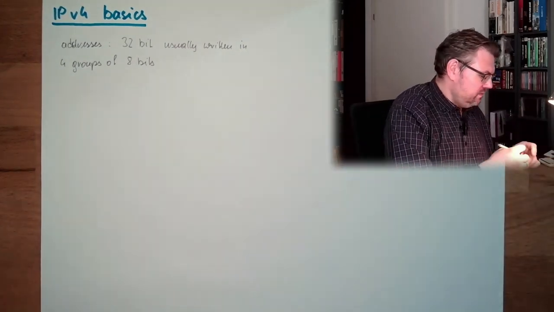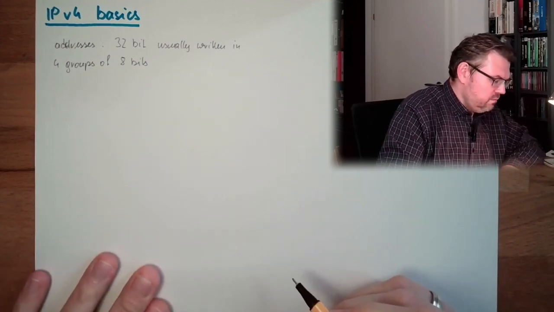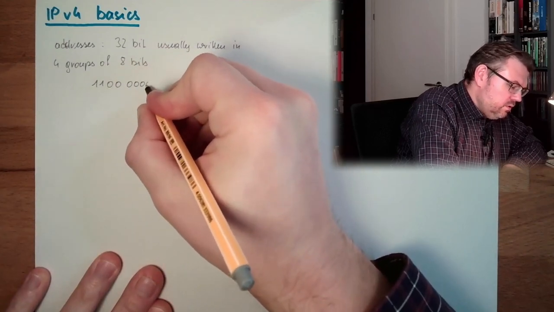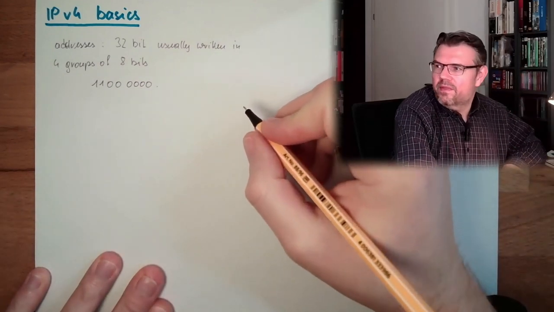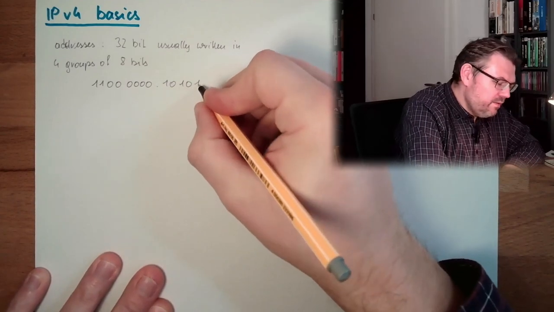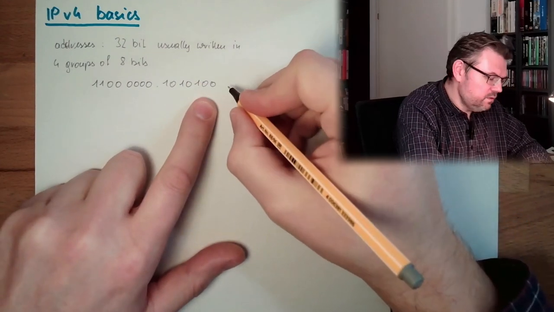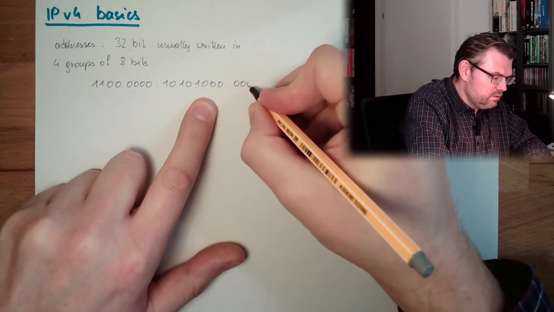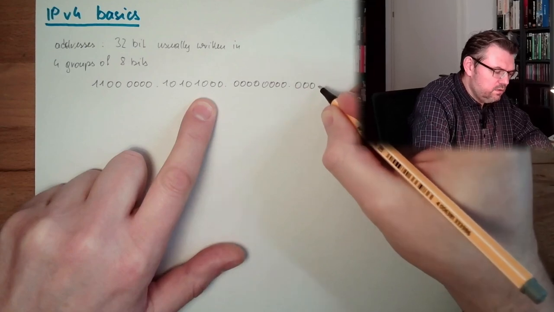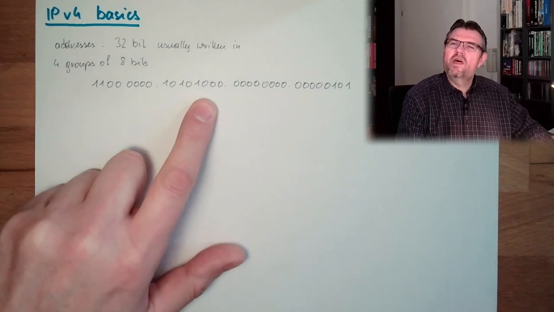For instance, 11000000 dot, and then 10101000 dot, and then 00000000 dot, and now 00000101. For instance, that's one address.